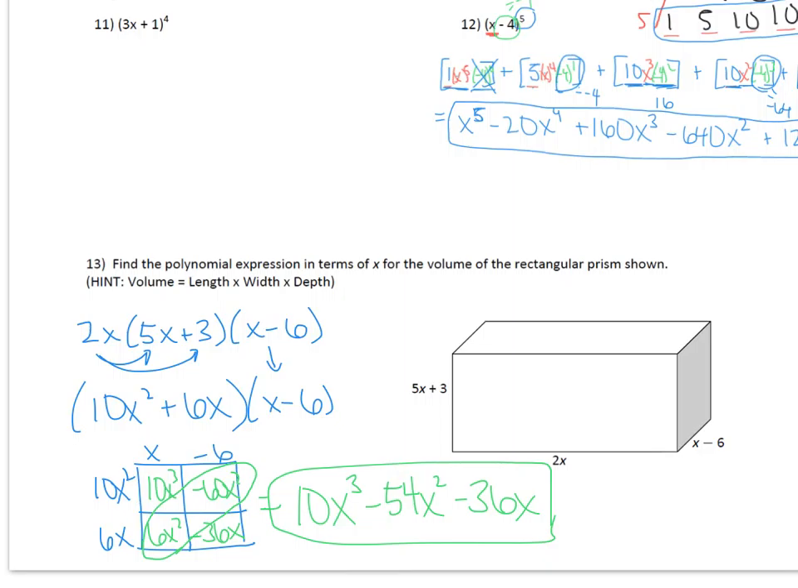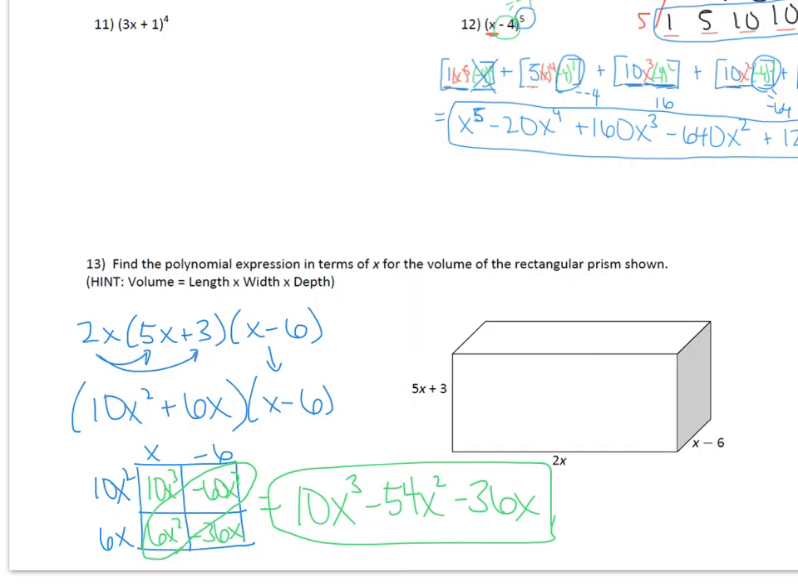All right, I want to quickly go over number 13, that one. I just showed you the answer, but you're finding the volume of a rectangular prism. So how you find volume is you go length times width times depth. What I would recommend doing is multiply this monomial first. Take your monomial, multiply by one of the lengths. Let's go 5x, or 2x times 5x plus 3.